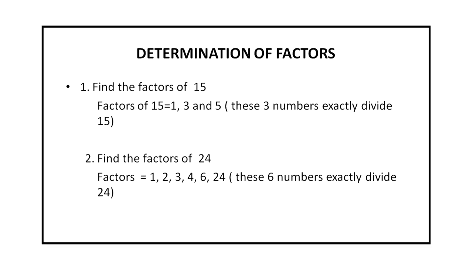Second question, find the factors of 24. 1 is a factor of every number. So the first factor of 24 is 1 itself. The other factors are 2, 3, 4, 6 and 24. These are factors because the numbers 2, 3, 4 and 6 exactly divide the number 24 and we get a remainder 0. And the final one, every number is a factor of itself. Thus, we have got 6 factors here. And as I have said just before, the factors of a given number are finite, which means we are able to count the factors of a given number.